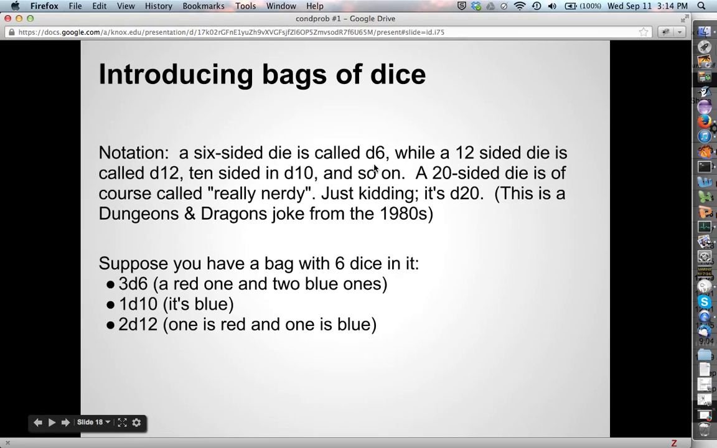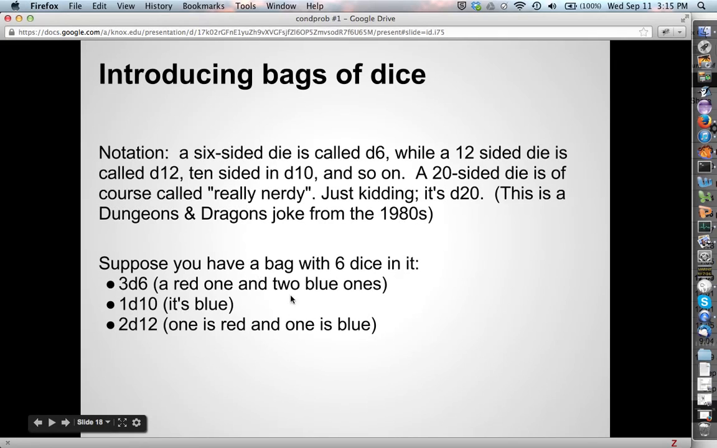A 6-sided die is going to be called a D6. A 12-sided die is a D12. A 10-sided die is D10, and so on. A 20-sided die is, of course, called really nerdy. I'm just kidding. It's called D20, and that's a Dungeons & Dragons joke from the 1980s, which I just had to put in here to remember my misspent youth from back in the day.